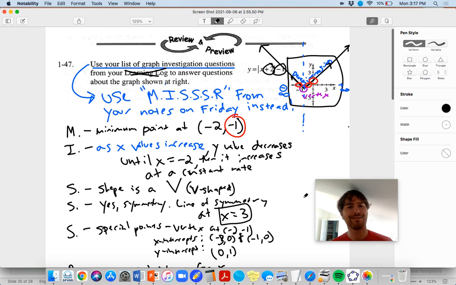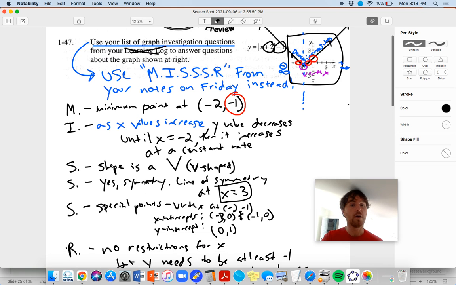Again, you're not using a list of graph investigation questions from Learning Log. No, we didn't do that. We wanted to clean things up. I had a great student a few years ago who came up with this acronym, M.I.S.S.R. And eventually it's going to become Ms. Doctor. Remember that? What does the D stand for? That came up, I think, in third block. They figured out what the D was, or they got me to say what the D was. But M.I.S.S.R. for now. Message me if you have any questions.